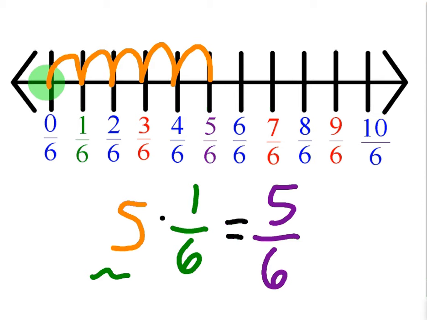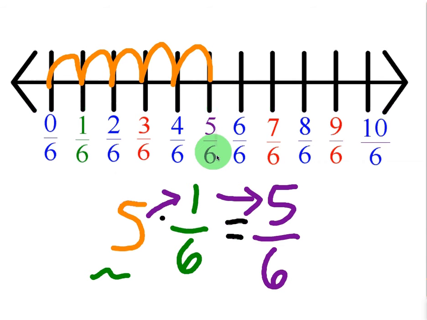5 times 1/6. Now, that just means adding 1/6 5 times. So we're going to take 1/6 and we're going to add it 5 times. So we're starting at 0, 1/6, 2/6, 3/6, 4/6, 5/6. And notice what happened. We actually just took the 5 and multiplied by the 1 to get the 5 on top, which was our answer.